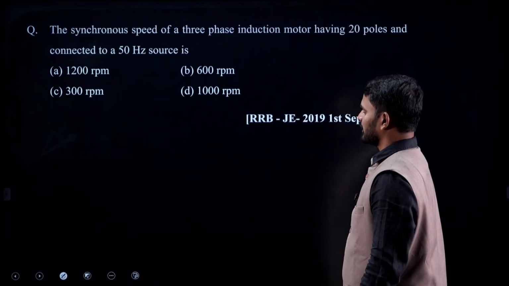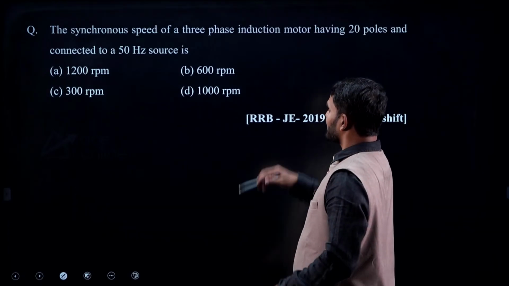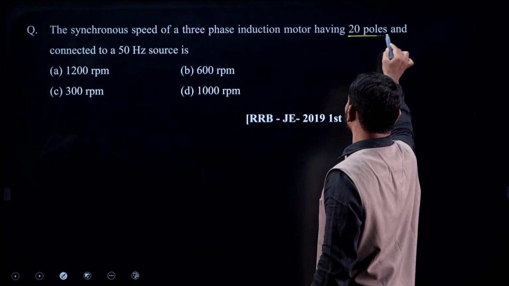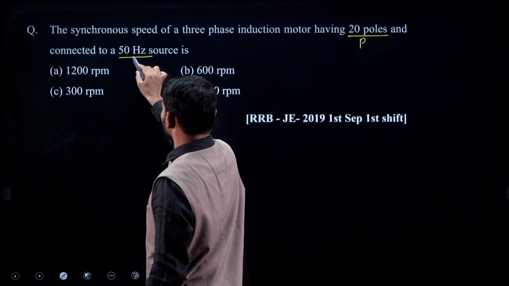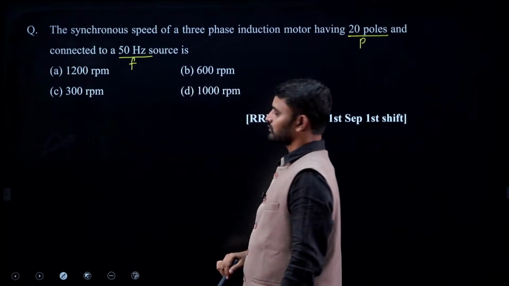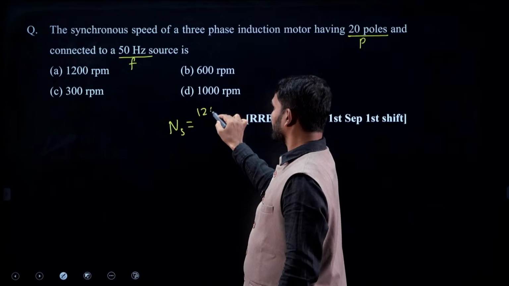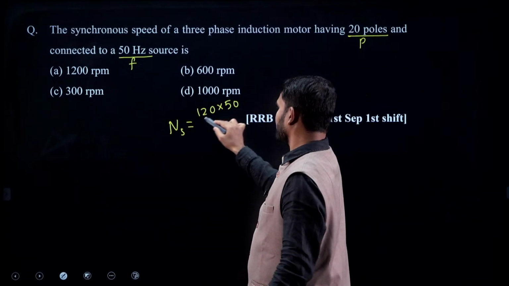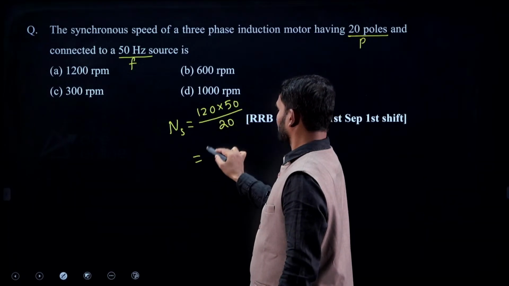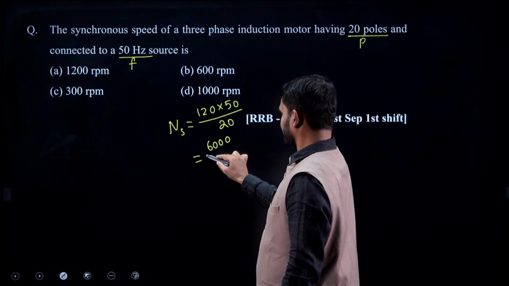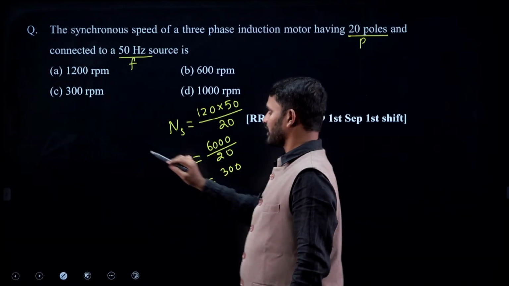Okay. If you look at the next question, the synchronous speed of a 3-phase induction motor having 20 poles and connected to a 50 Hz source. He is asking synchronous speed. Ns is equal to what? 120 into F divided by poles. Poles are 20. The numerator value is 6000. So how much are you going to get? 300 RPM or not?